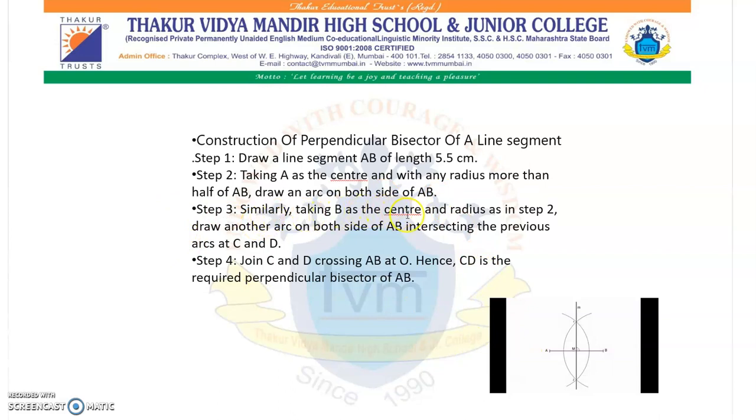Step 3. Similarly, taking B as the center and radius more than half of AB, draw an arc intersecting the previous arc at C and D. Step 4. Join C and D crossing AB at O. Hence, CD is the required perpendicular bisector.